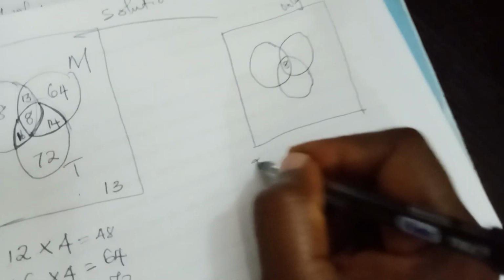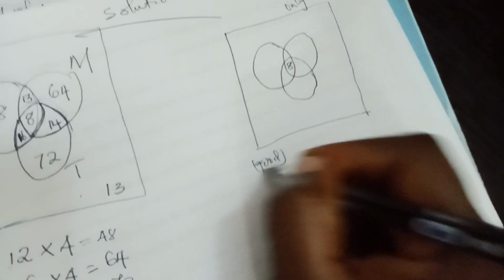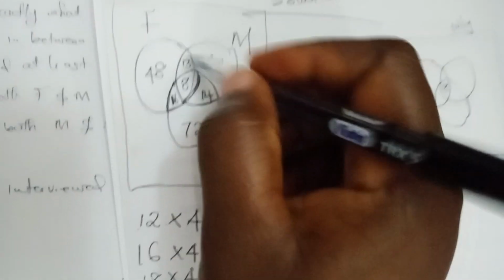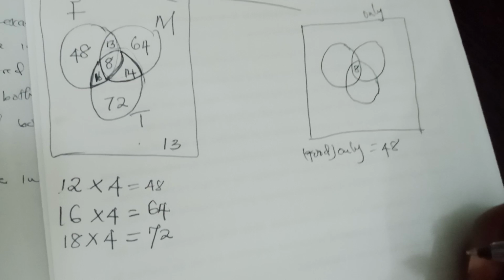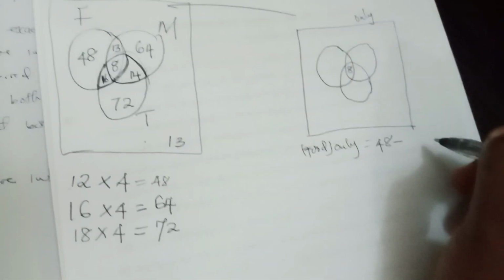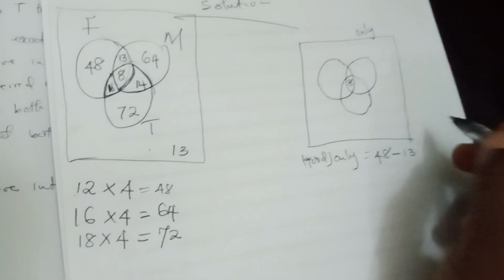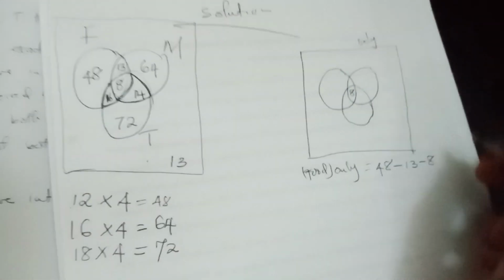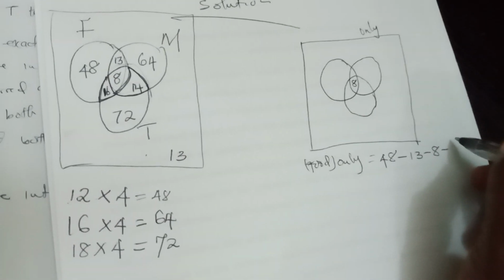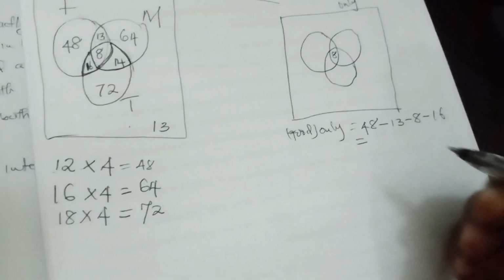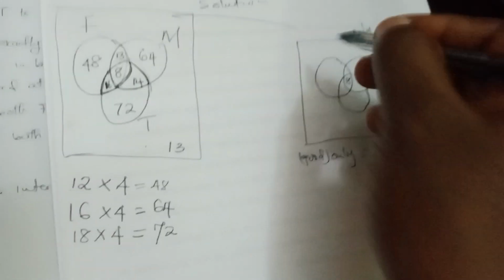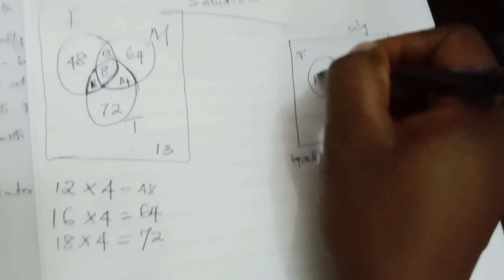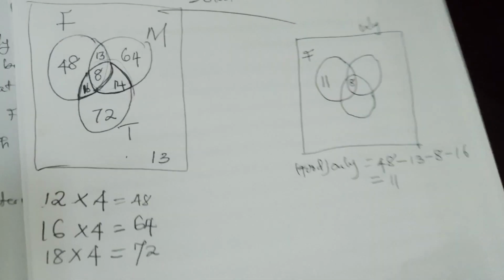So I want us to know those that wanted only food. From the circle of food, we have a total of 48 people, but out of these 48 people, some wanted food and money, some wanted all, and some wanted food and transport. So if we subtract that, 48 minus 13 minus 8 minus this, we should be having 11. So it means those that wanted food only were just 11. They didn't ask for any other thing.